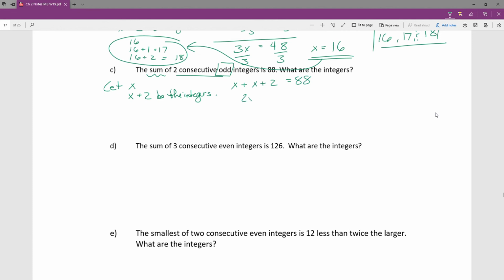So I'd collect my like terms, subtract 2 from both sides, divide by 2 for an x value answer of 43. And again, I'm not done with that. I need to take that back to my let statement. So it'd be 43 and then 43 plus 2, so 45. So 43 and 45 are the integers.